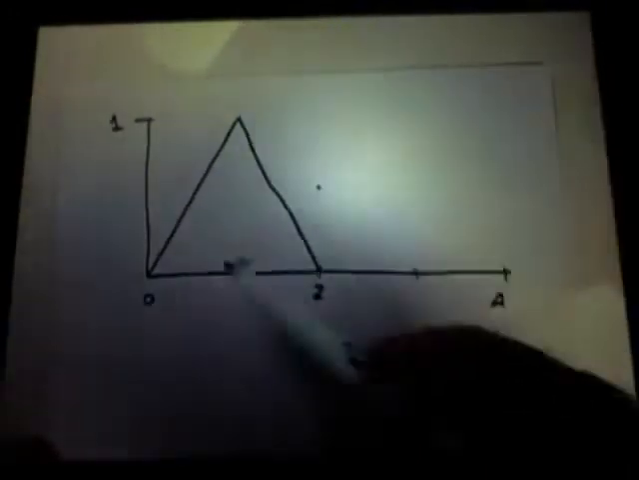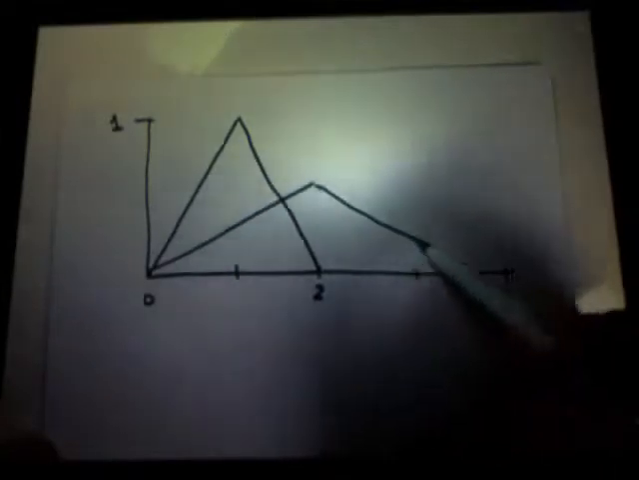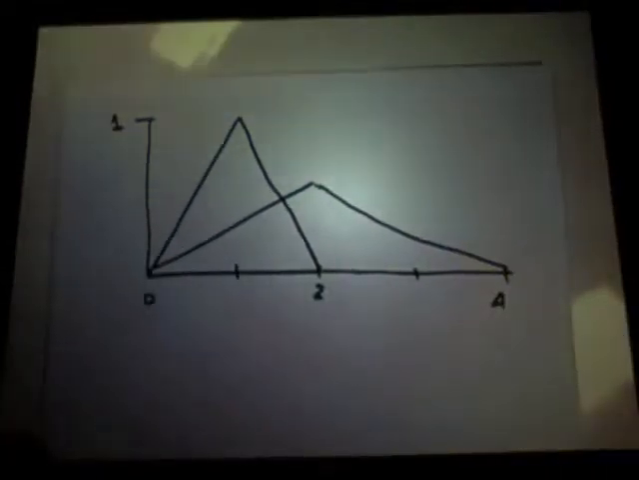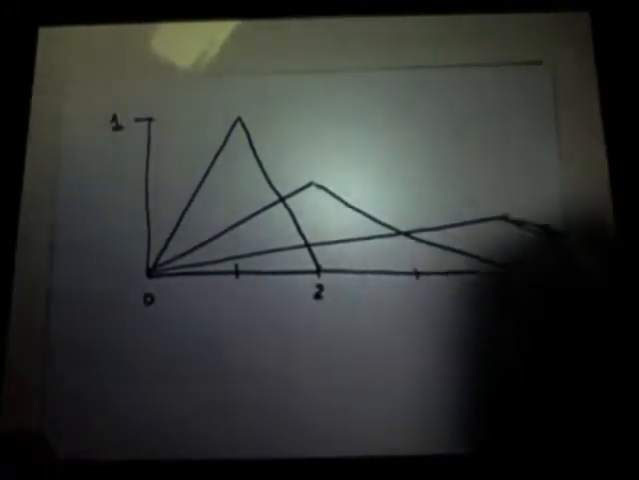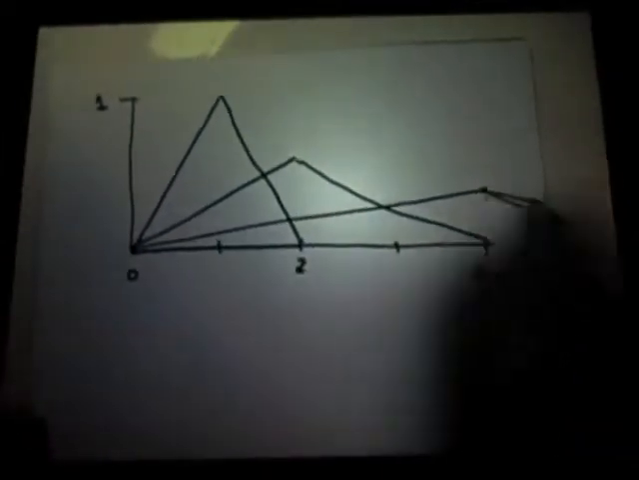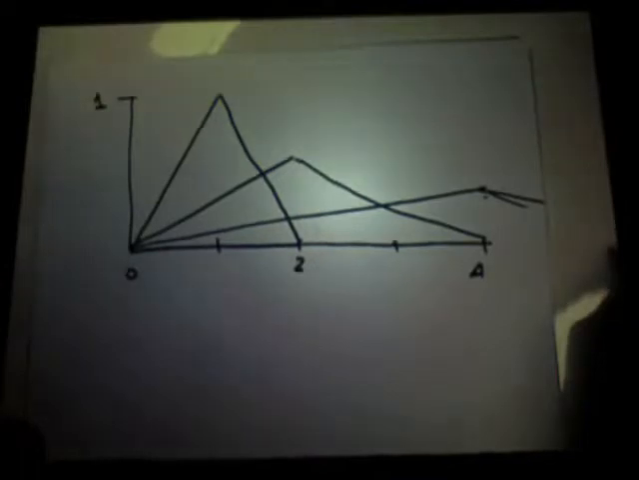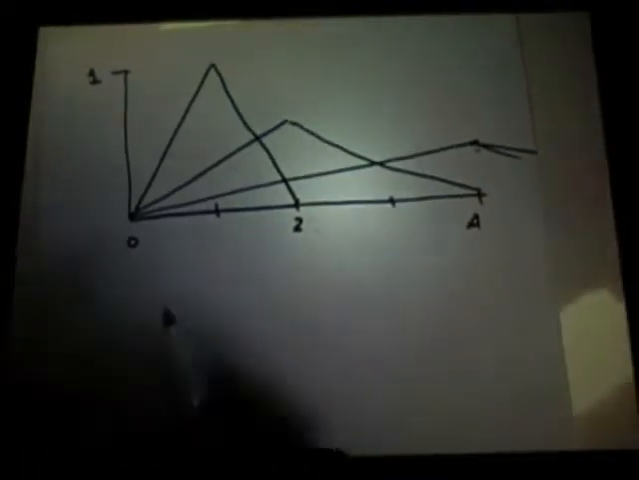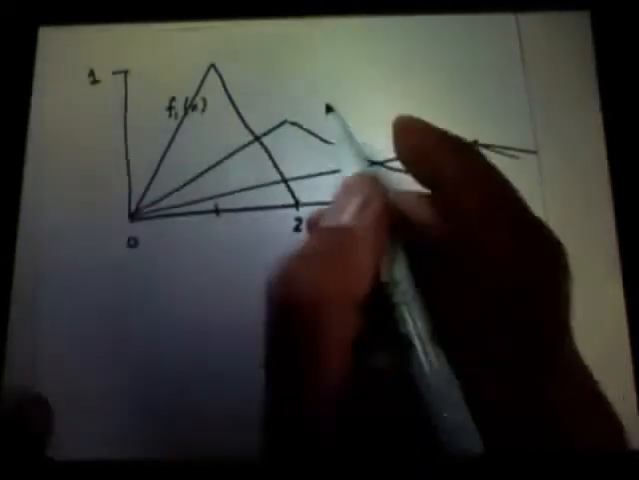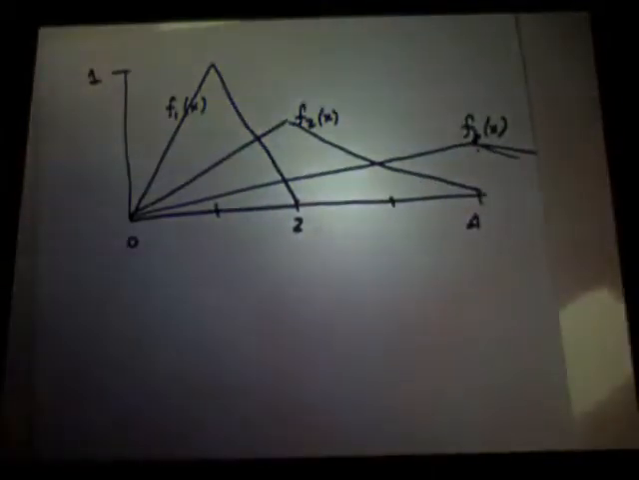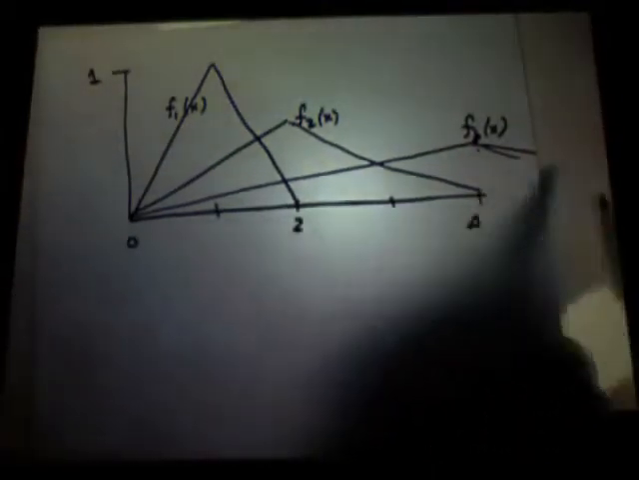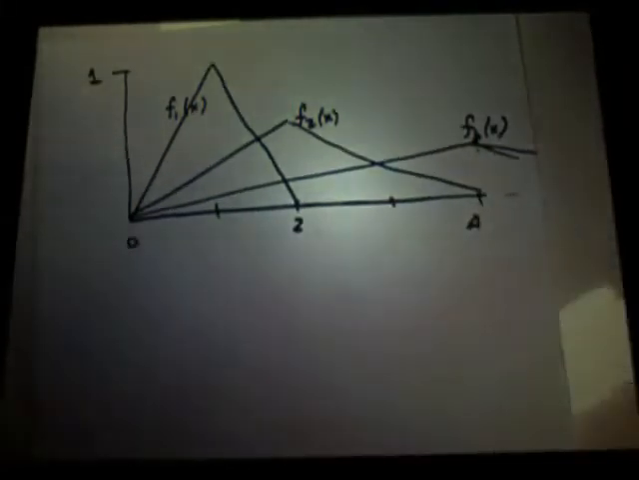If I go to 1/2 and 4, what's the area of that? If I go out to 8 and go 1/4 back down to 0, what's the area under that? So if I let this be f1 of x, f2 of x, f3 of x, of course f1 of x is 0 beyond 2, f2 of x is 0 beyond 4, f3 of x is 0 beyond 8.